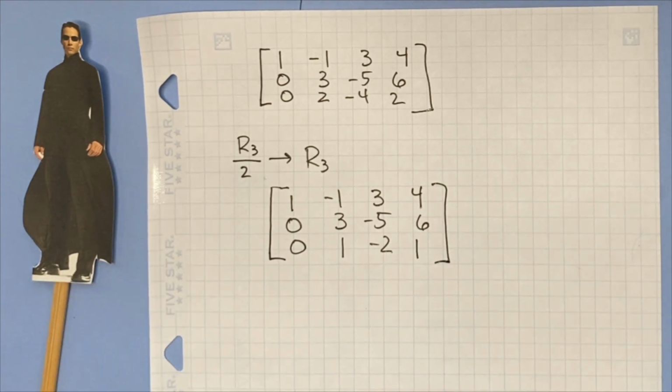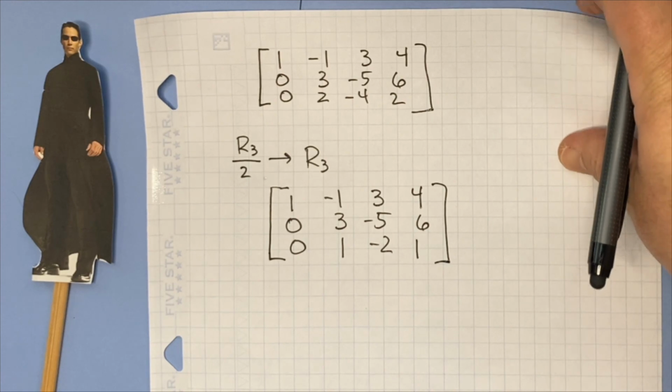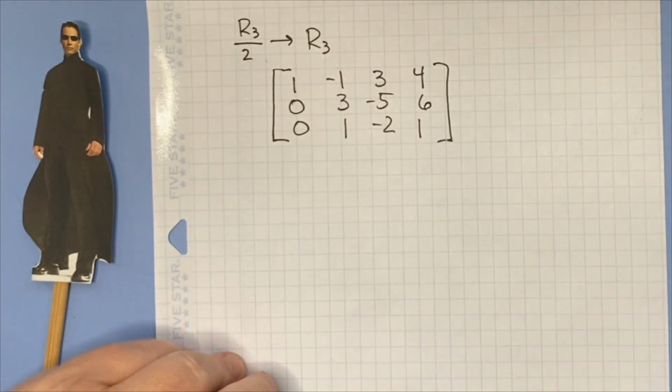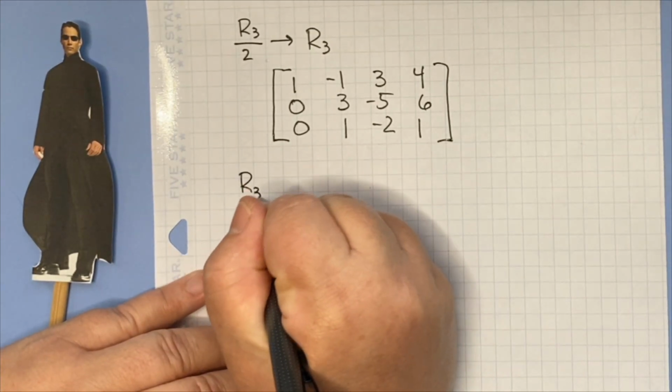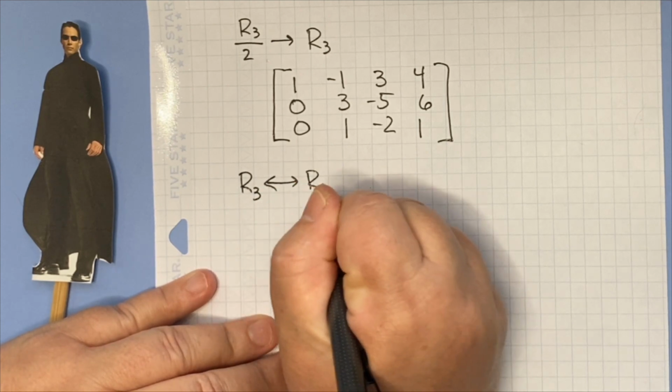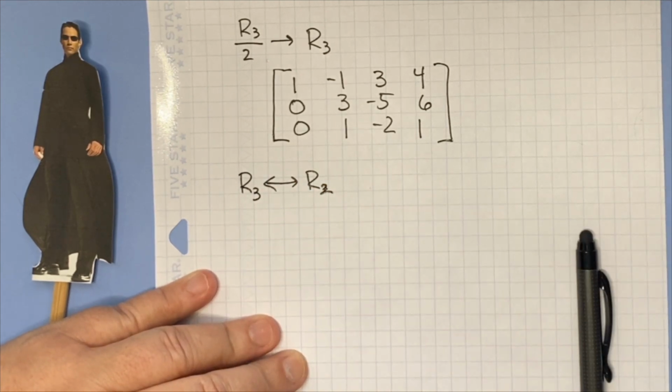So far, so good? Woohoo. Okay. Next thing I'm going to do, I'm going to swap row 2 and row 3, which is something we're allowed to do. Oops. That's ugly.